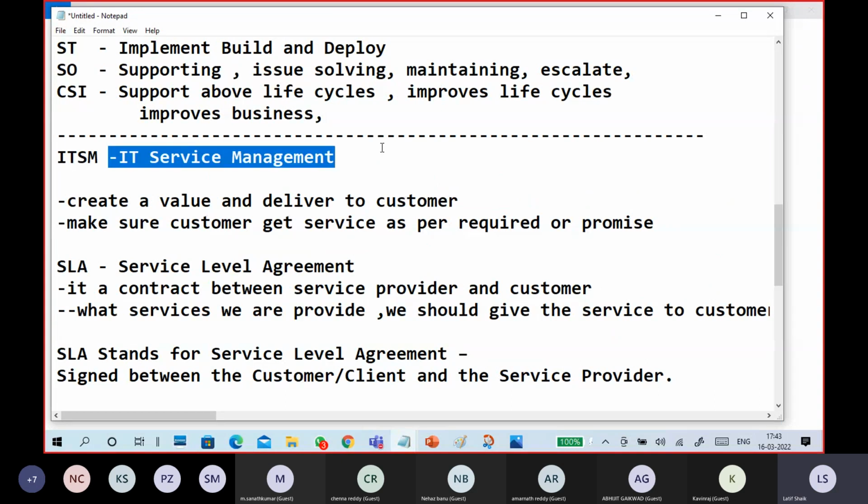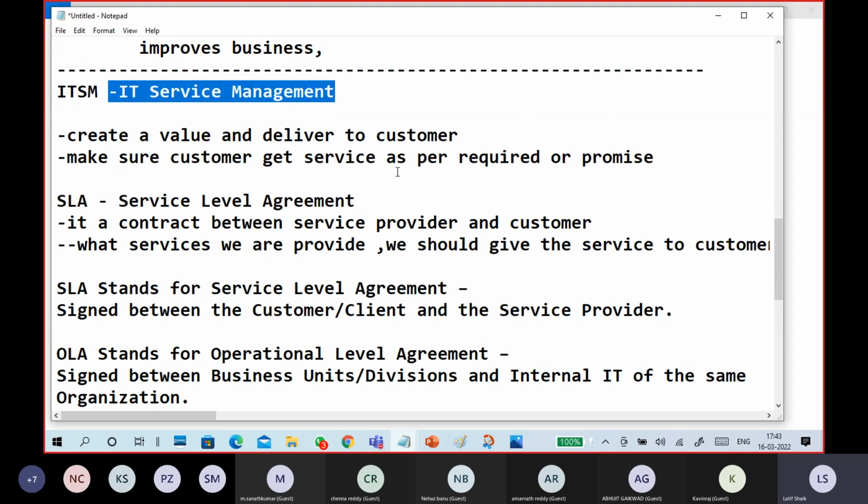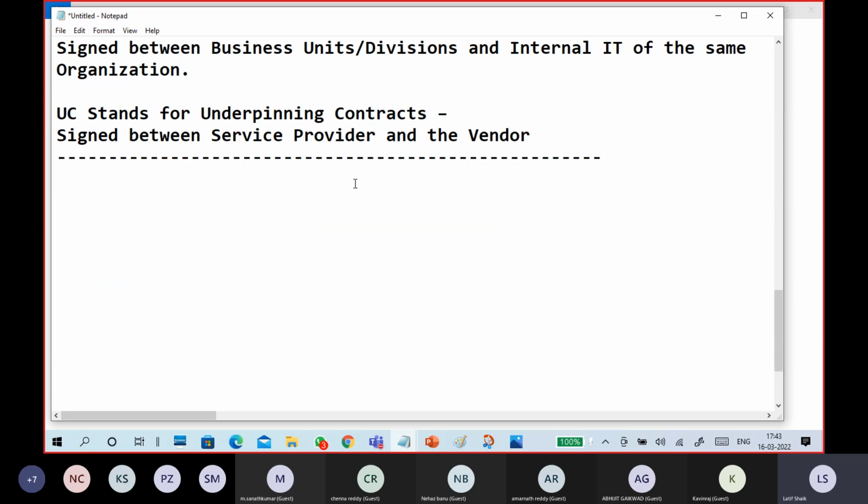ITSM is managing service management only. That's why ITIL is a whole business. ITSM mainly concentrates on the customer, making sure that the customer is getting service and on improvement of the quality of the services. SLM, BLM: business level management, service level management.